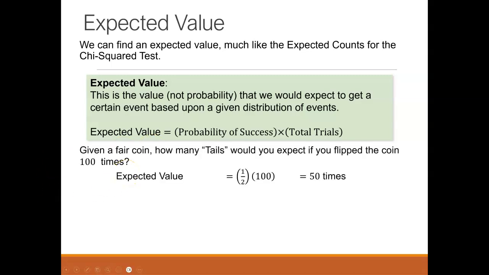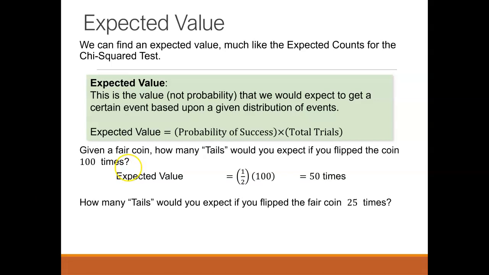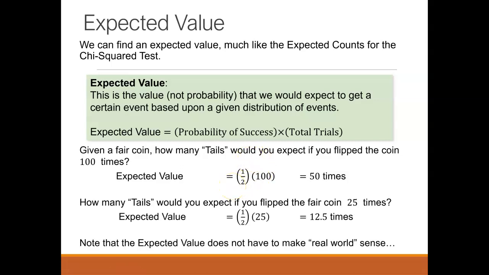Oh, I stole my own thunder. How many tails would you expect if you flipped the coin 25 times? I mean, it's 12 and a half, guys, right? Does that make sense? No, but it doesn't have to. Expected values don't have to make real world sense.